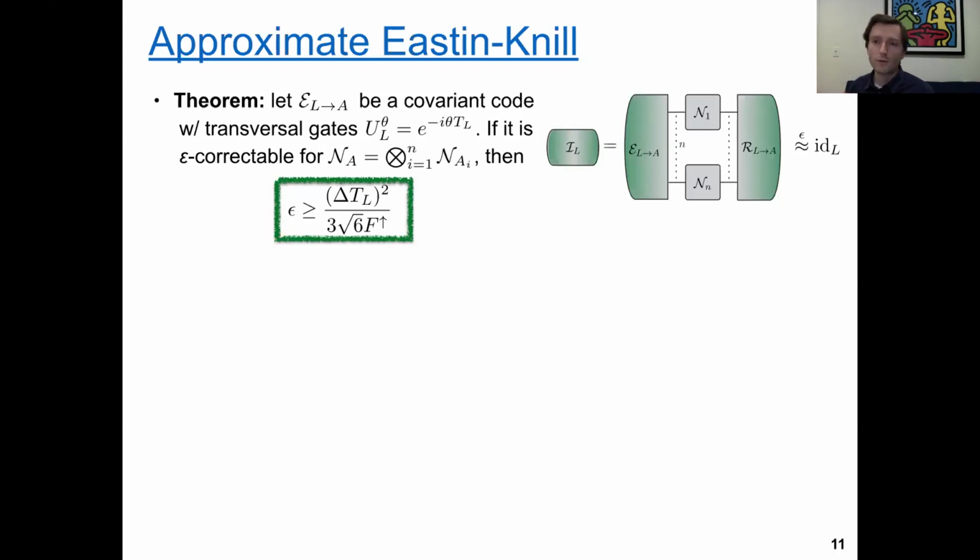When it comes to the approximate Eastin-Knill theorem, the way I view it is that quantum error correction cannot perform too well, because if it performed too well, then we would be able to estimate certain parameters. We would be able to perform those quantum metrological tasks too well, and that would violate certain quantum metrological bounds.